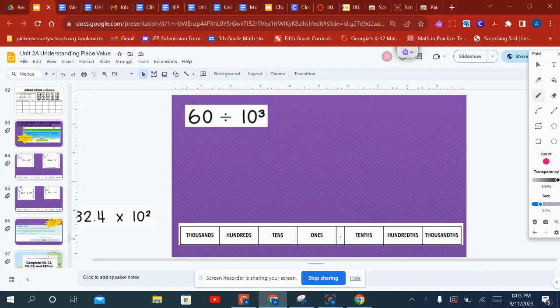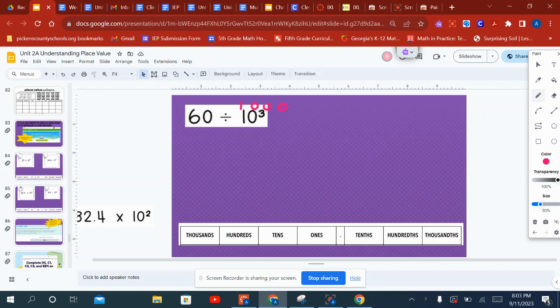So let's look at this next example. I have 60 divided by 10 to the third power. We know that 10 to the third power is 10 times 10 times 10, which is also 1,000. So we're taking 60 and dividing it into 1,000, okay?